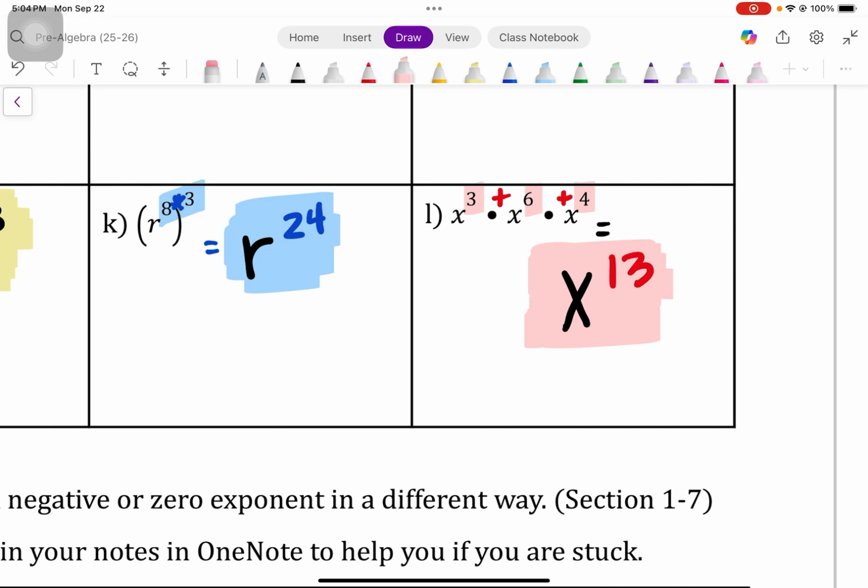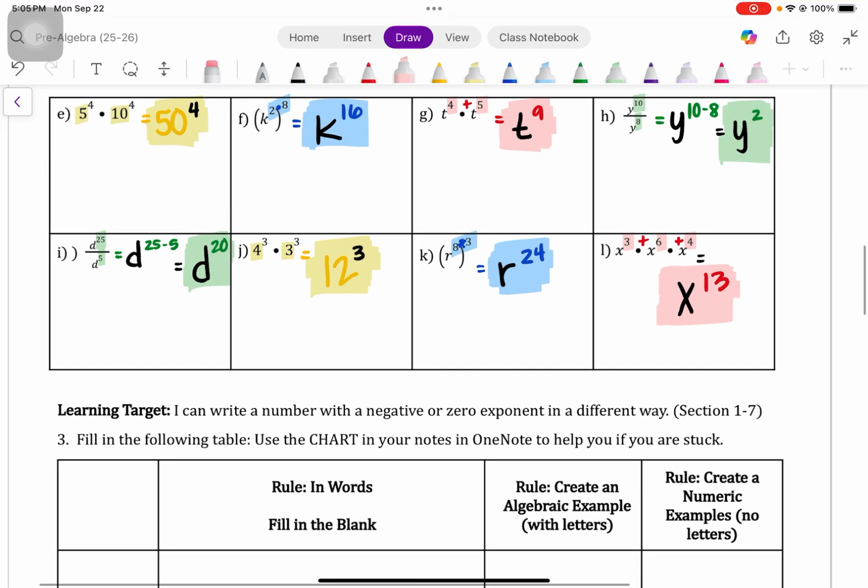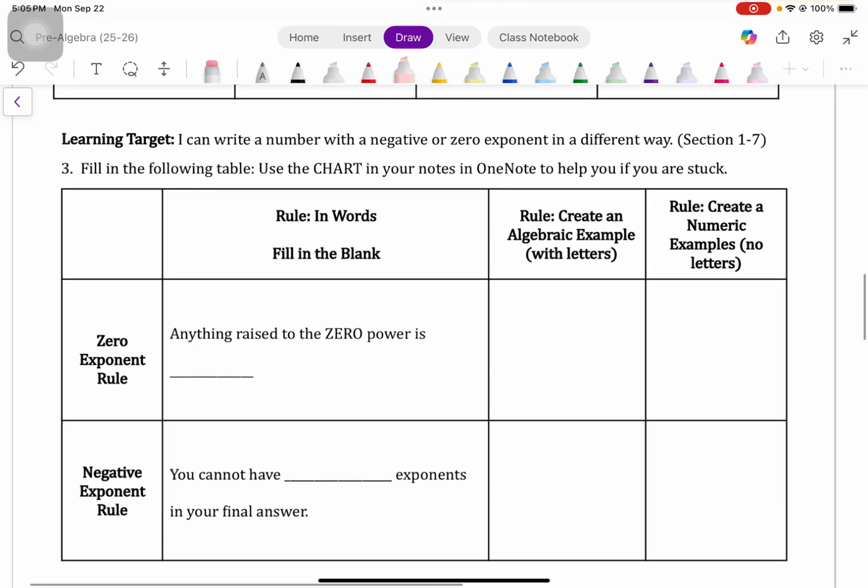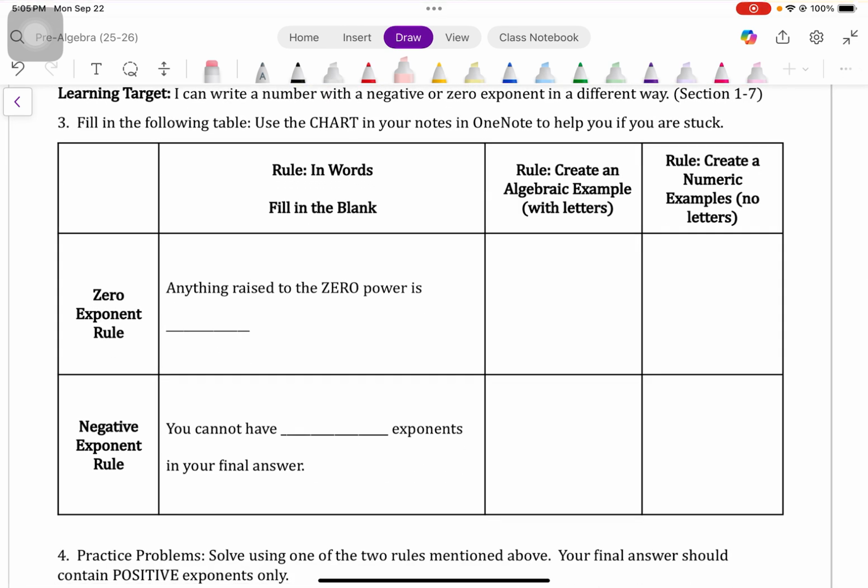All right, moving into a new section. So this really should say 1/6, but we're going to be able to write our numbers using negative and 0 exponents in different ways. So let's jump down to fill in our chart. Anything raised to the 0 power is 1. Easy. So if that looked like algebraically, we'd have a to the 0 equals 1. If we were using only numbers, 2 to the 0 is still 1.